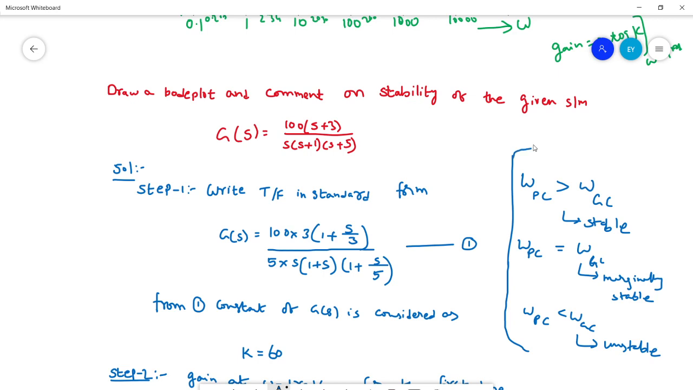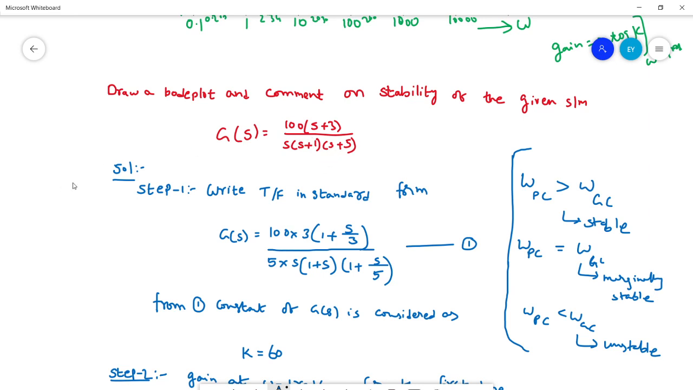Fine. So how do we get the gain crossover frequency and phase crossover frequency? We discussed the methodology in the previous class, right? In this example, there are three poles: one pole at the origin, one pole at minus 1, and one pole at minus 5, right? These pole locations can be considered as corner frequencies.